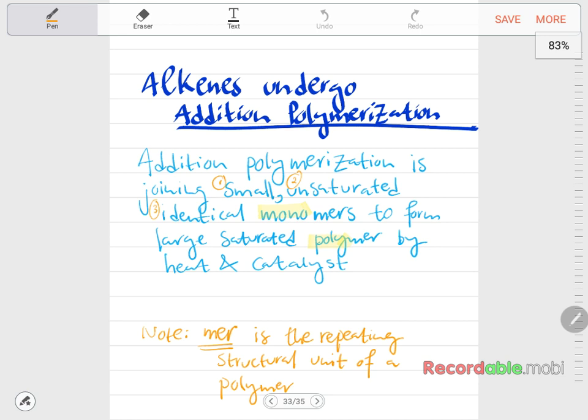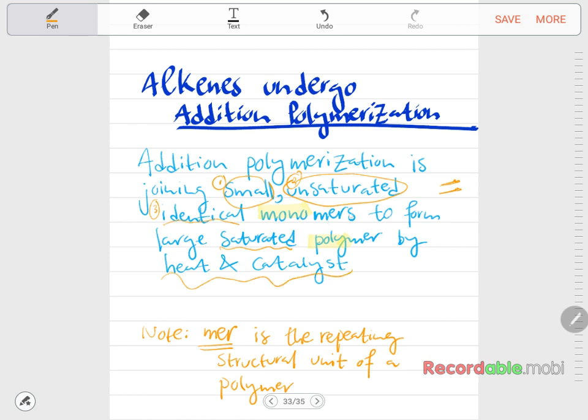So what is addition polymerization? Addition polymerization is basically joining small, unsaturated, because the unsaturation comes from the double bond of the alkenes, identical monomers to form a large saturated polymer by heat and catalyst. So heat and catalyst are the conditions.